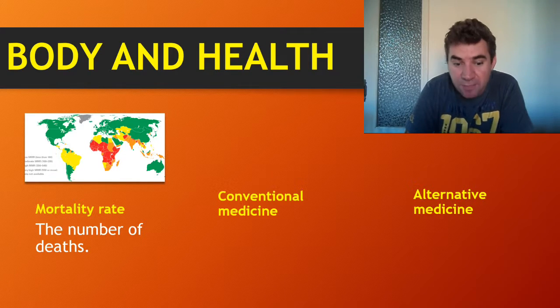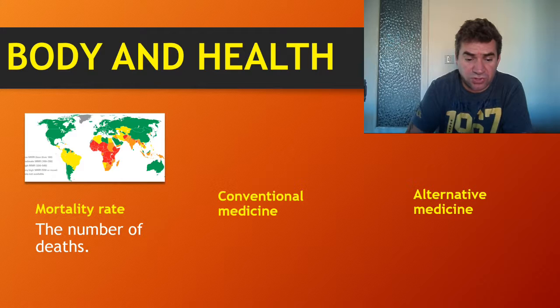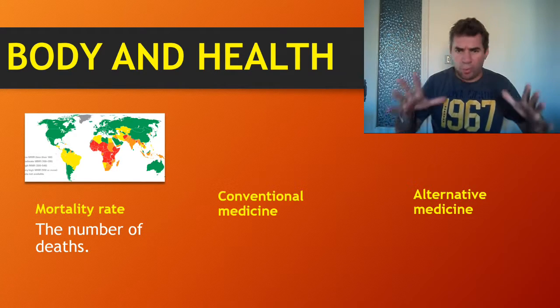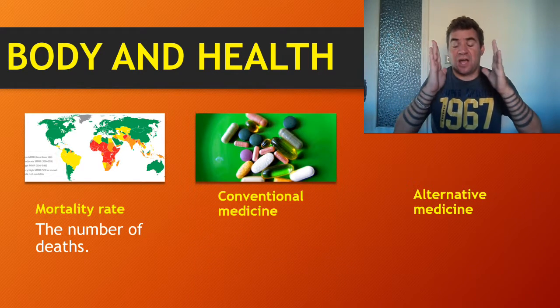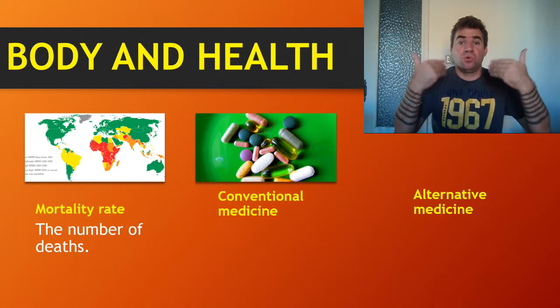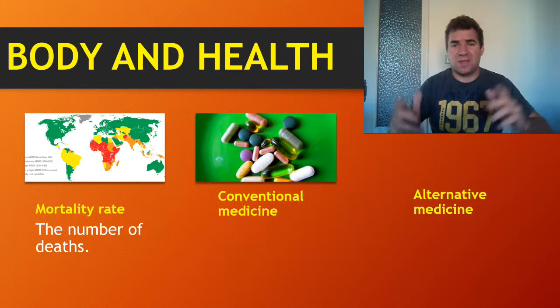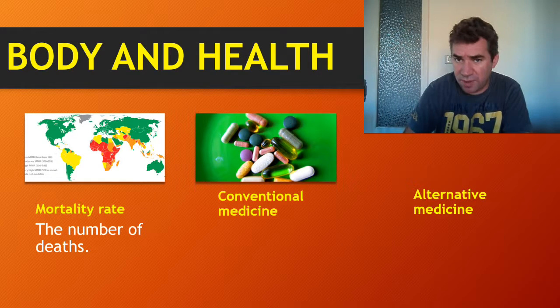So now, types of medicine. 2 main types you'll see here: conventional medicine and alternative medicine. So conventional medicine is all the normal stuff. Conventional means normal. So this is the kind of medical care that you'll get if you go to the hospital or the doctor. Antibiotics and things like that. This is conventional medicine. Most hospitals have conventional medical treatments.